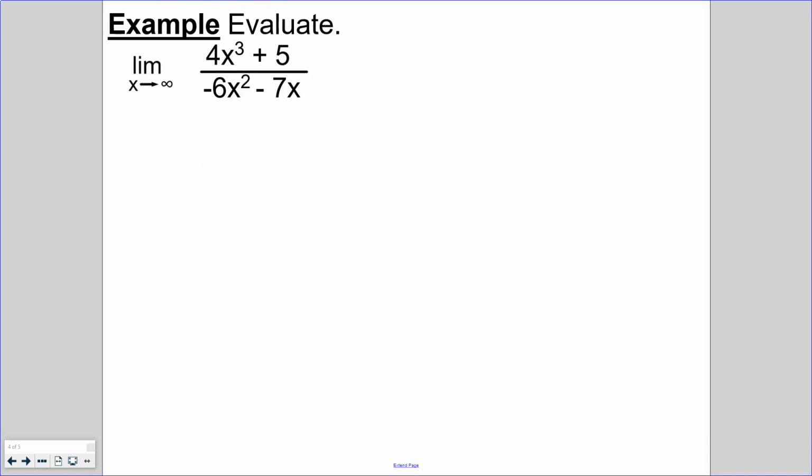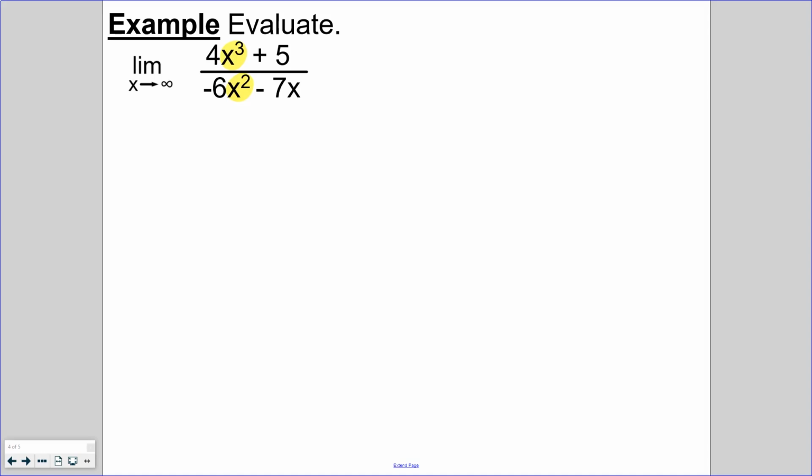So here we have the limit as x approaches infinity of 4x cubed plus 5 over negative 6x squared minus 7x. And we're going to do the same thing here as we did in the last one. We're first going to look at the polynomial in the numerator, and we're going to identify the variable with the highest degree, which in the numerator is x cubed. Then moving on to the polynomial in the denominator, we'll do the same thing, and we see the variable with the highest degree here is x squared.